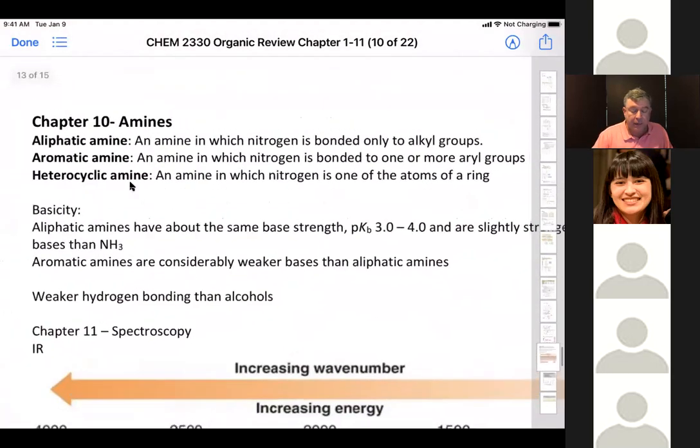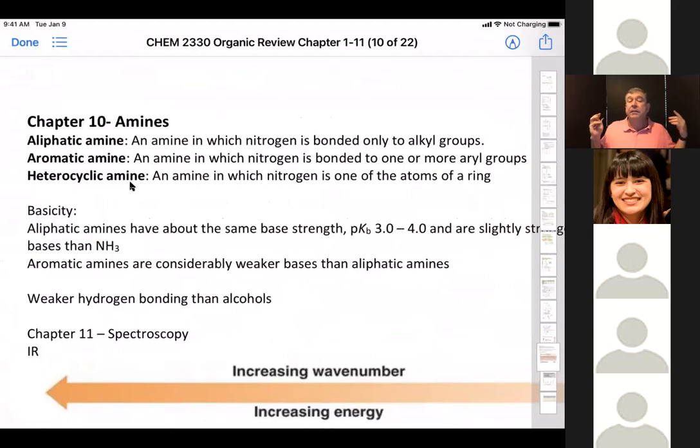Amines, very short chapter, but we had some differences here. We had an aliphatic amine, which only has alkyl groups. We have an aromatic amine, which is an amine on an aromatic ring. Then we had a heterocyclic amine, where the nitrogen was in the ring. And then we had our aromatic heterocyclic amine, where some of the electrons from the nitrogen are contributing to the aromaticity of the system.